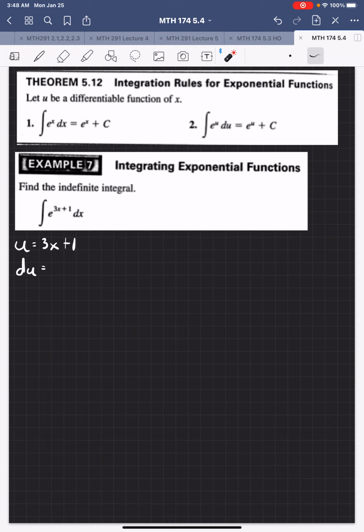Let's proceed. Let's go ahead and do a few. So take the following indefinite integral.